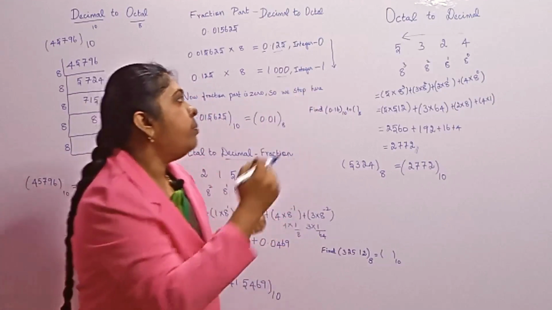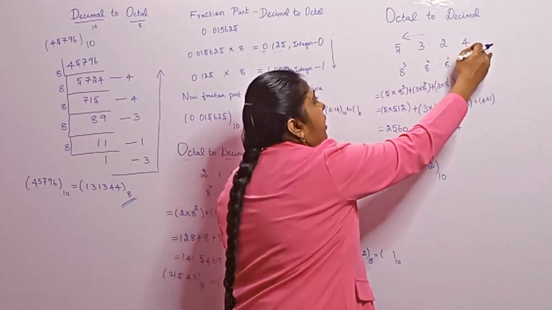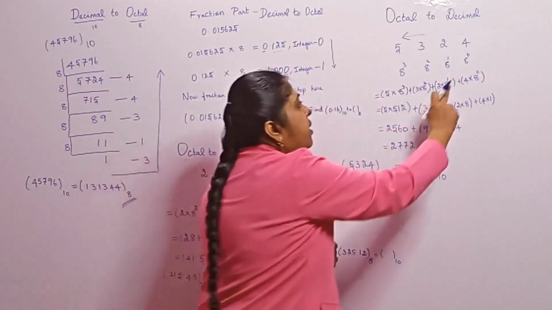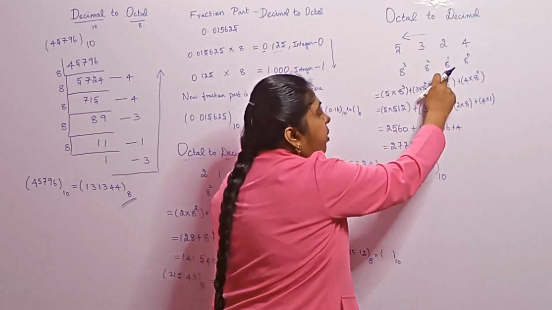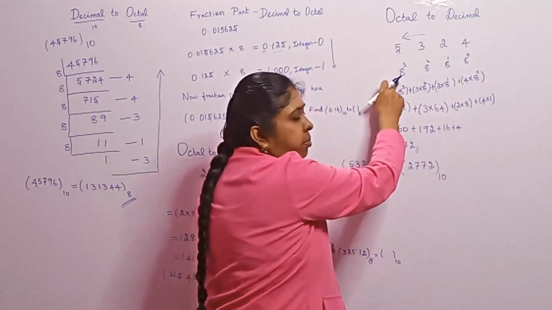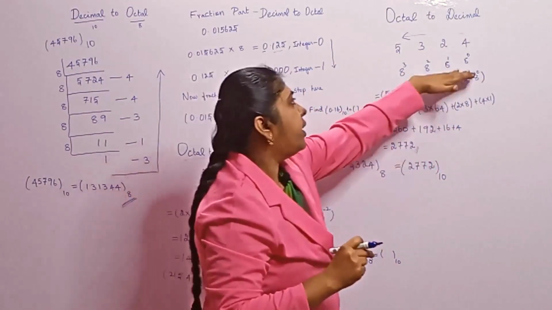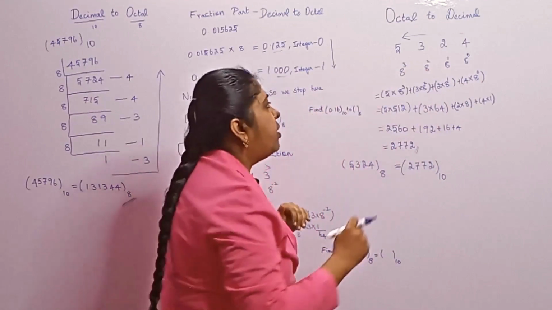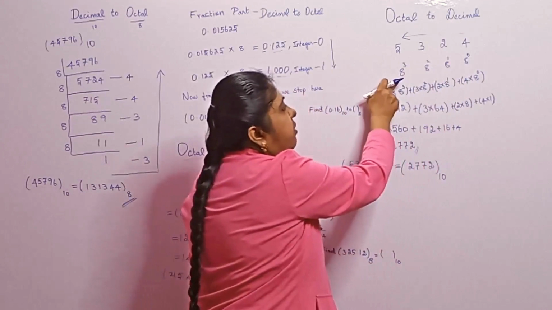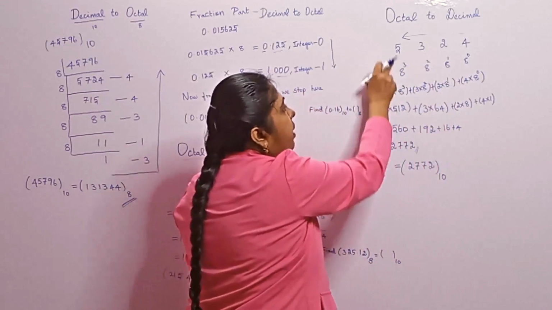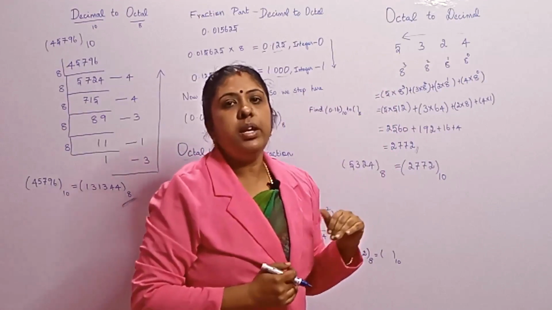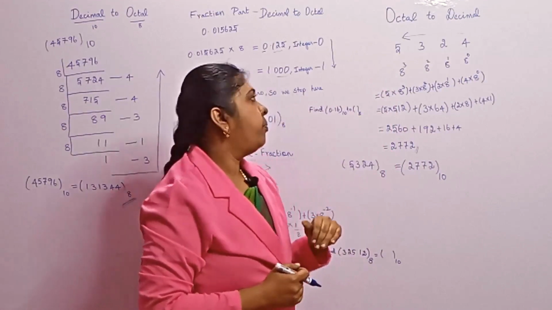That is, from the least significant digit, from the right to the left, we have to add the weightages as 8 power 0, 8 power 1, 8 power 2, 8 power 3. The powers increase from the right to the left. Then we multiply with those particular digits, and the sum of the products has to be added at the last.